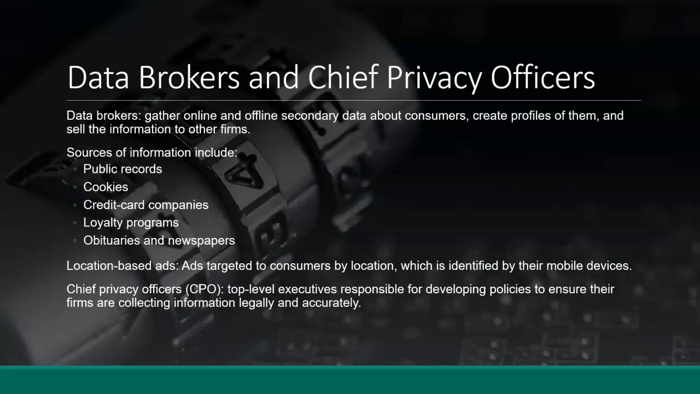Data brokers and chief privacy officers. Data brokers gather online and offline secondary data about consumers, and they create profiles of them and sell the information to other firms. So if you want third-party data from, let's say, an online database of customers that are going to buy your product, they are called data brokers. Sources of information include public records, cookies like we mentioned, credit card companies, loyalty programs, obituaries, and newspapers. That is weird, but yes, that's where you can find this data.